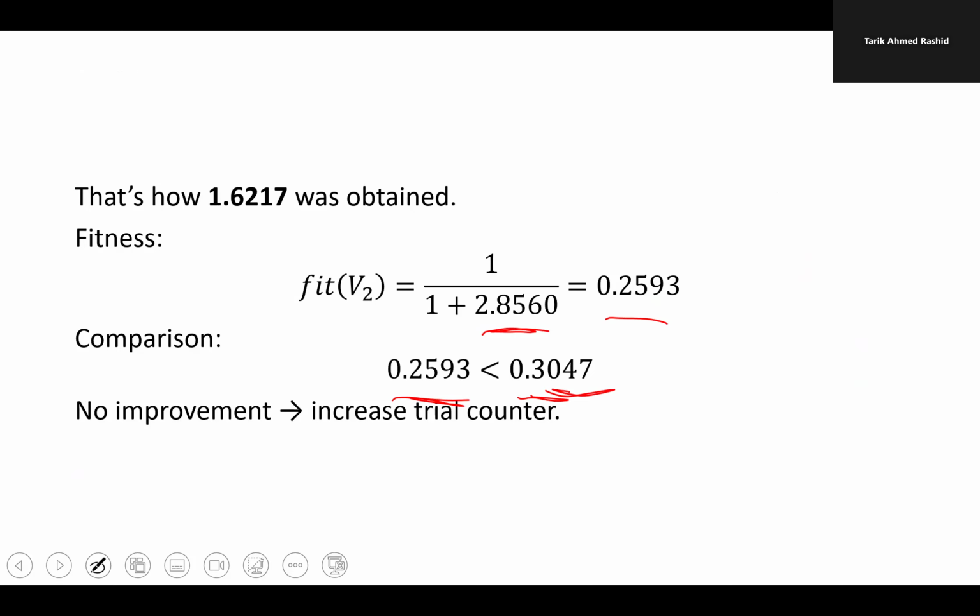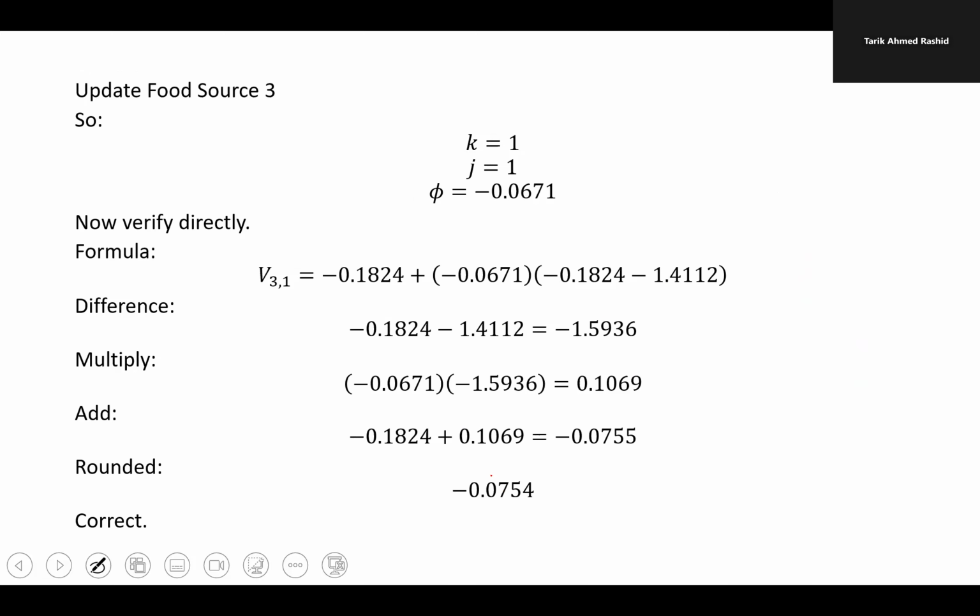So 0.307, still greater than this one. So no improvement for this one as well. So this is neglected. Now let's go to food source 3. Food source 3, it happened to be our random k is equals 1. So it's food source 1 and j equals 1. So it is the first dimension of food source 3 with first dimension of food source 1.